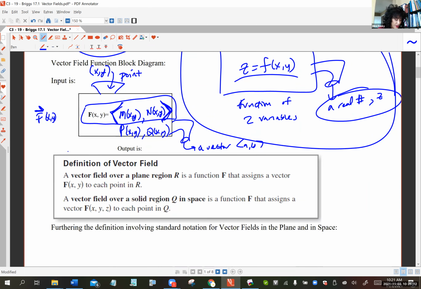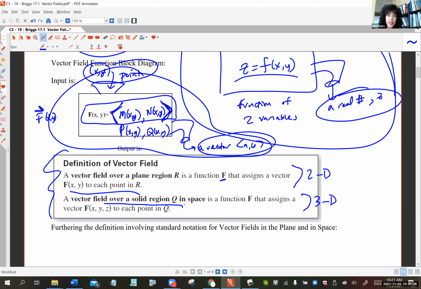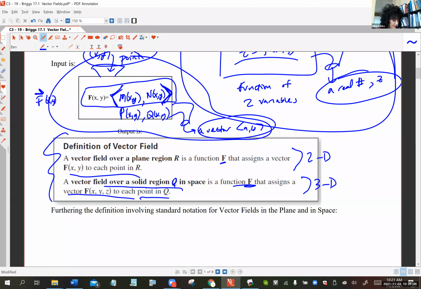Okay, so here's the official definition right here. This one is the 2D version, and then the second half is the 3D version. So for the 2D version, a vector field over a plane region R is a function F that assigns a vector to every point in R, just like I have for my function machine diagram here. It assigns a vector to every point that it's given. And a vector field over a solid, which I like to call Q in space, is a function F that assigns a vector to each point in Q. So that's going to be an ordered triple.